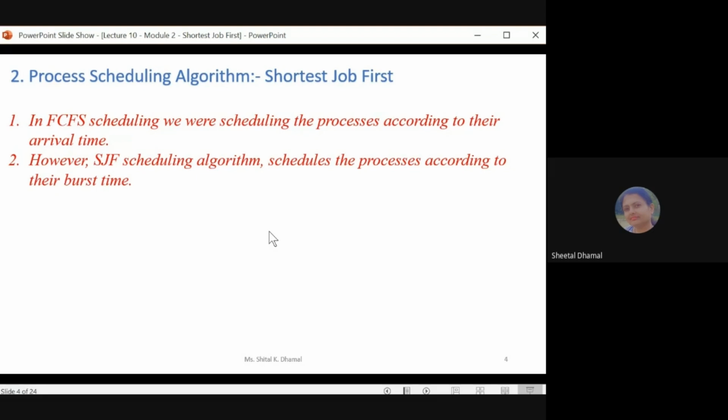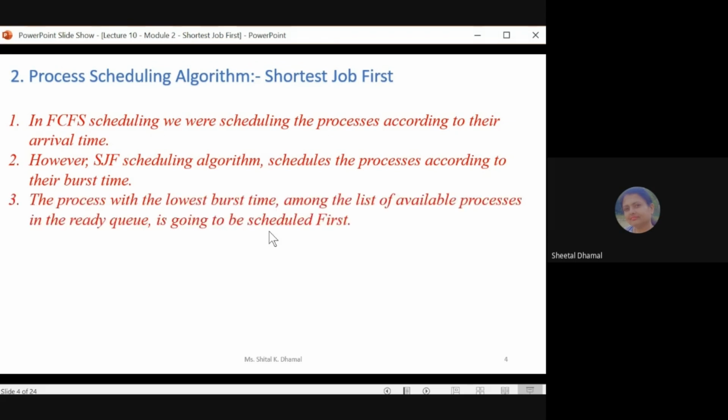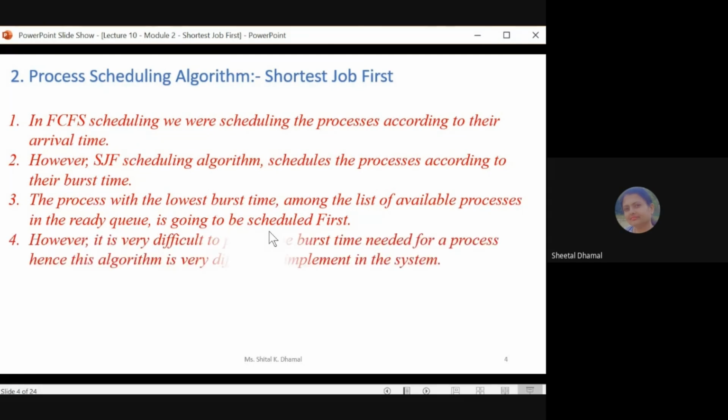So those are compared, and the process which requires the shortest time to complete its job will get selected by the short term scheduler, or the CPU scheduler. So the process with the lowest burst time, or lowest processing time, among the available processes present in the ready queue is scheduled first.